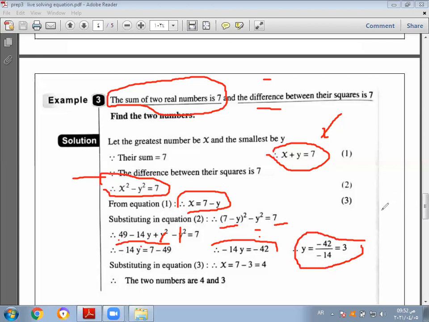Now we find the value of x. How? We replace our value of y in the first equation, x equals 7 minus y. So 7 minus the value of y, which is 3, 7 minus 3 equals 4. So x equals 4. So the two numbers are 4 and 3. 4 plus 3 equals 7. That's right. And 4 power 2 equals 16, 3 power 2 equals 9, so 16 minus 9 equals 7.